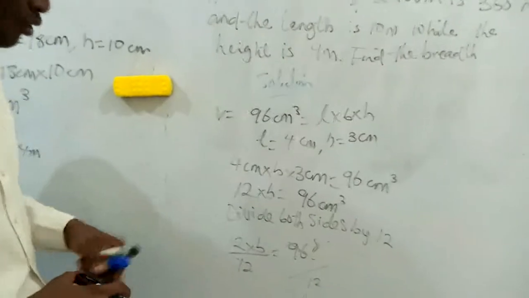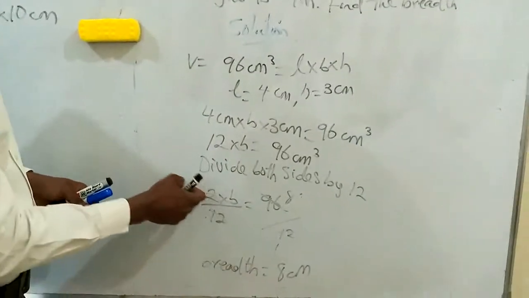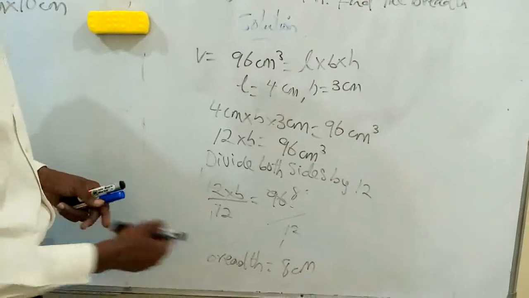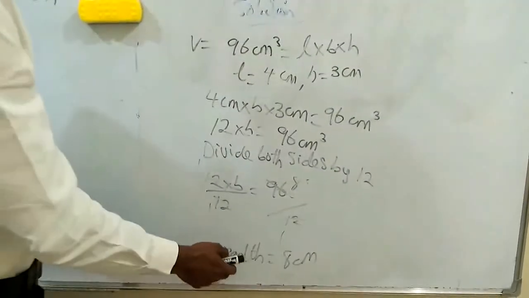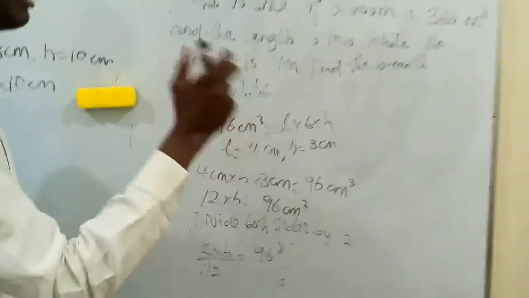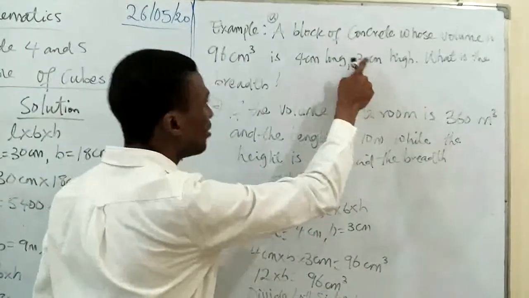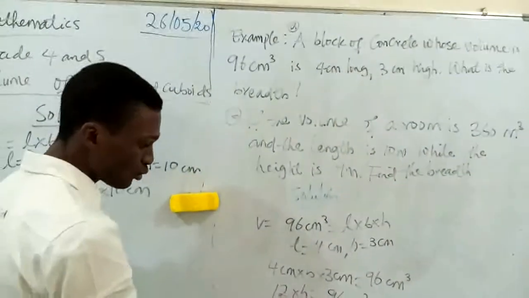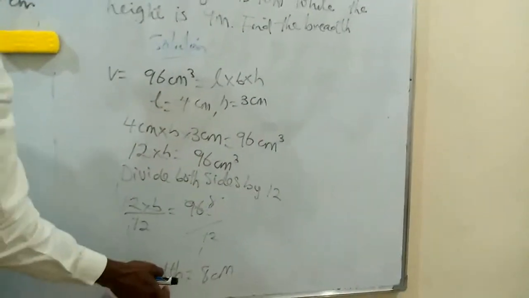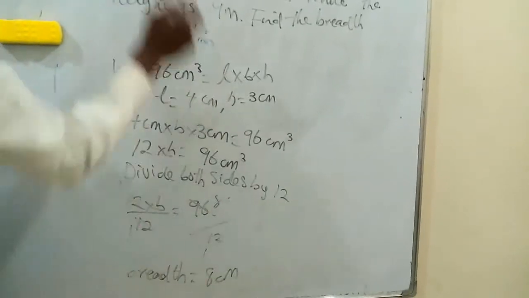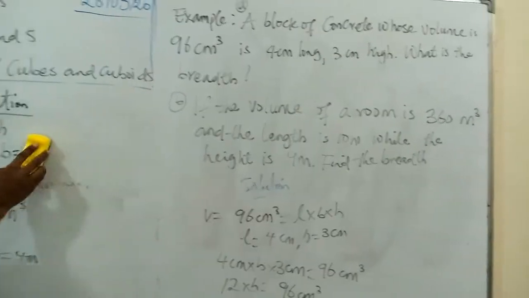12 times b, our breadth, equals 96 cm cube. At this point, we divide both sides by 12, so that 12 will be cancelled here. 12 cancels 12, we are left with our breadth, b. And 12 into itself is 1, into 96 we have 8. So our breadth is 8 cm. Now, we have our height in cm and our length in cm, so our breadth should also be in cm, since we're not solving for volume in this case. Only the volume should carry the cube.